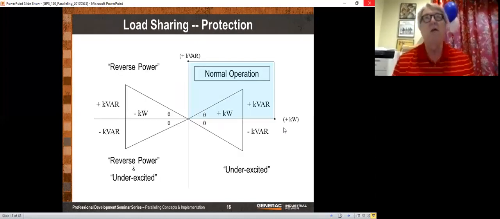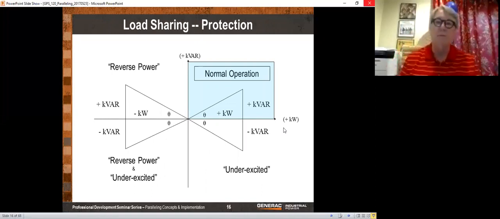Now, these are the quadrants of generator operation, and you can see on the horizontal axis we have our kilowatts, and on the vertical axis we have our kilovars. So normally we want to operate in a position where we're generating kilowatts and we're generating kilovars, and generators are very happy with that. Now, if we move over to quadrant number 2 here on the upper left, that is a situation in which we have reverse power. In other words, instead of the generator providing power, we have power being pushed into the generator.